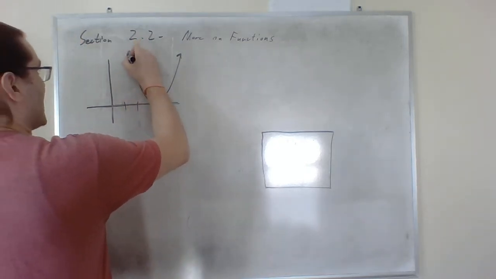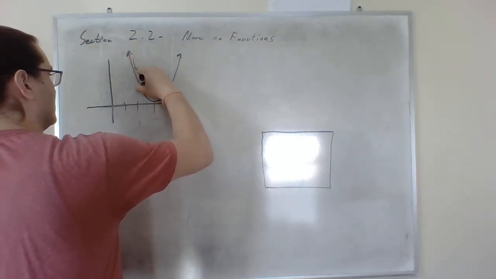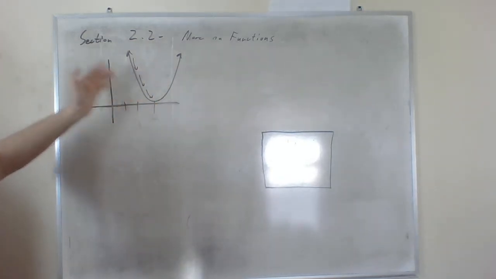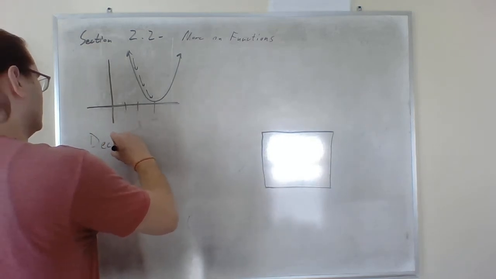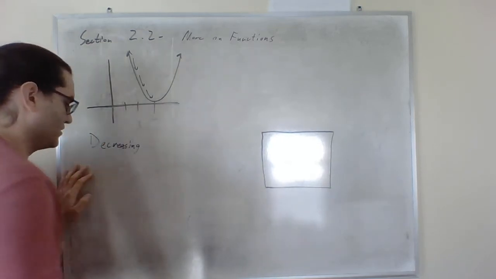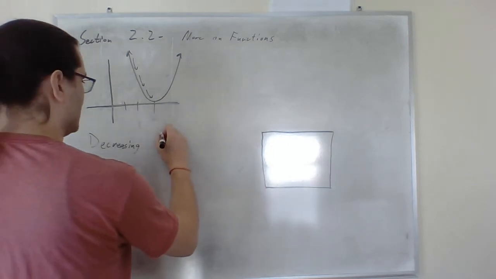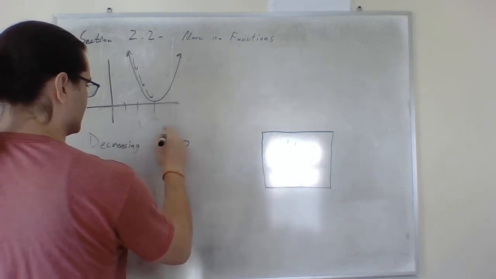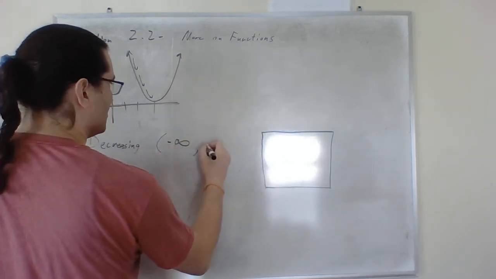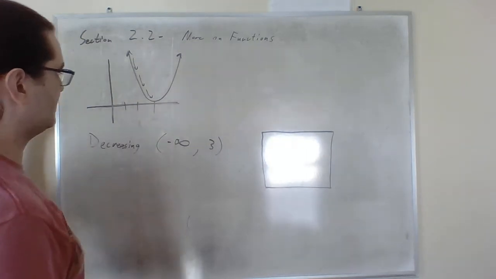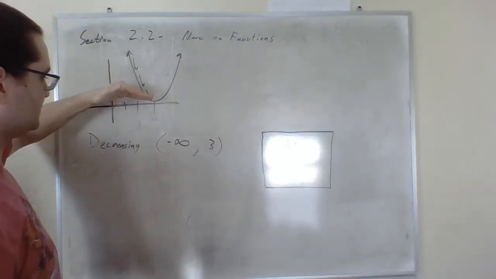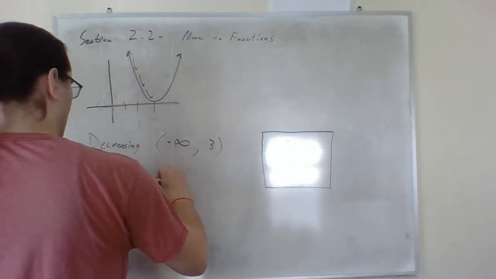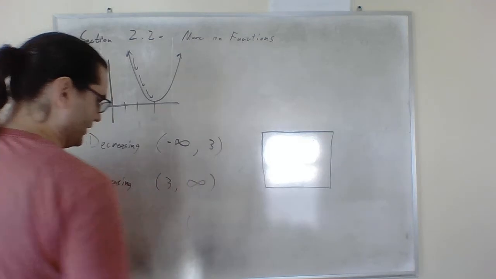So actually, for this half of the function, things are decreasing. As x is moving in this direction, my y values are decreasing on the interval negative infinity, that doesn't get a bracket, that gets a parenthesis. On the interval from negative infinity to 3, everything's going downward. And it is increasing on the interval from 3 to infinity.